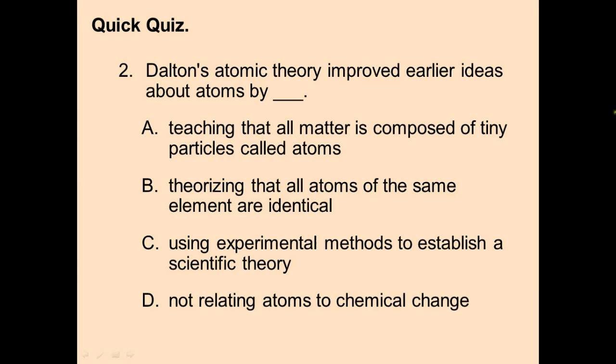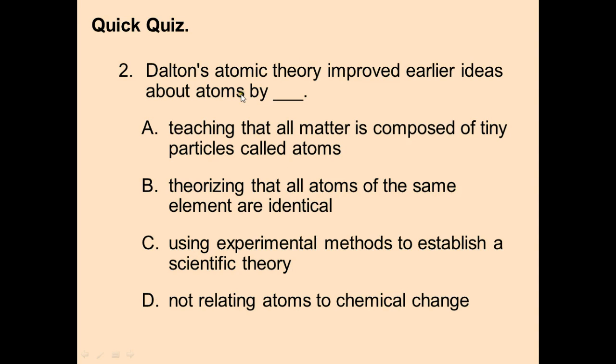Okay, so question 2. Dalton's atomic theory improved earlier ideas about atoms by: A. teaching that all matter is composed of tiny particles called atoms, B. theorizing that all atoms of the same element are identical, C. using experimental methods to establish a scientific theory, or D. not relating atoms to chemical changes.